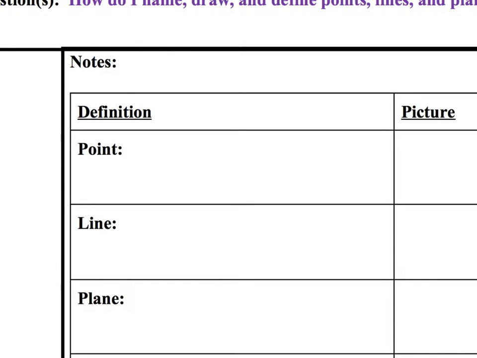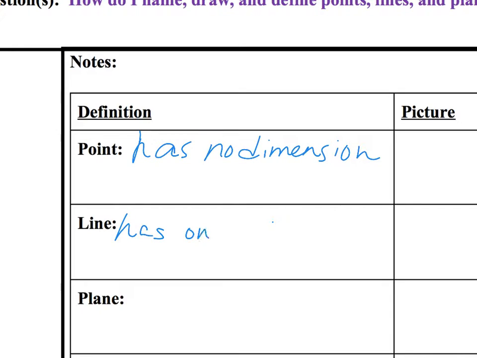Definitions. Ready? A point has no dimension. So you guys said it's just a dot. It doesn't have any dimension. A line has one dimension, and it goes on forever both ways. We talked about that.